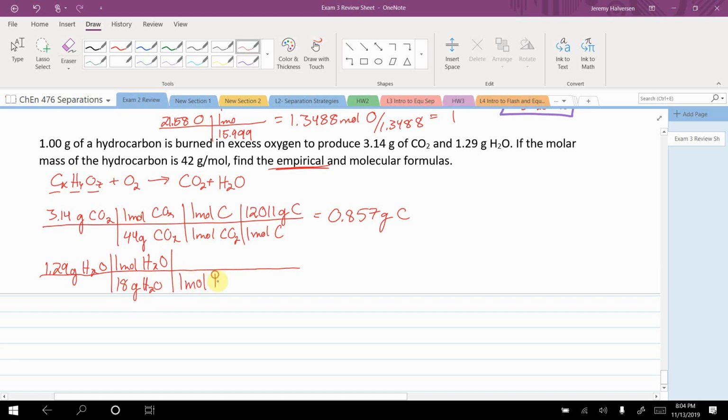Now I can do the same thing for the water, 1.29 grams. And 1 mole of water has 2 moles of hydrogen in it. That's why there's a 2. And 1 mole of hydrogen is 1.0079 grams. So I got 0.144 grams of hydrogen.